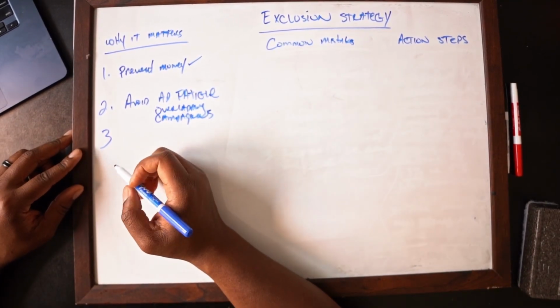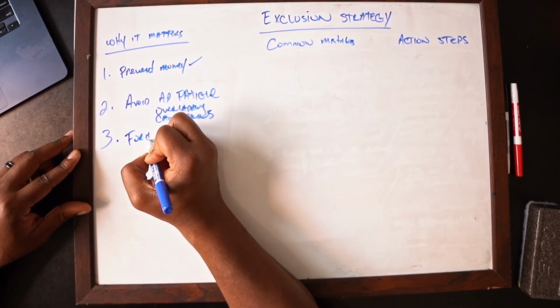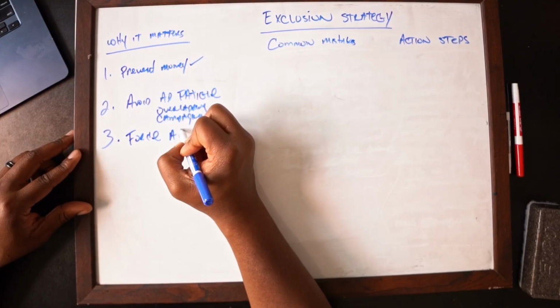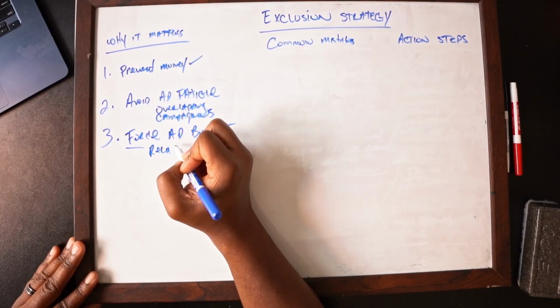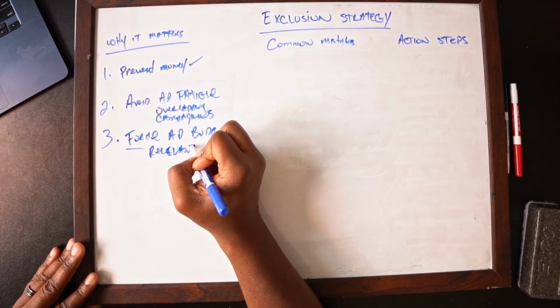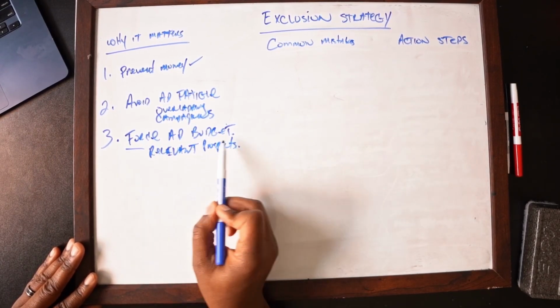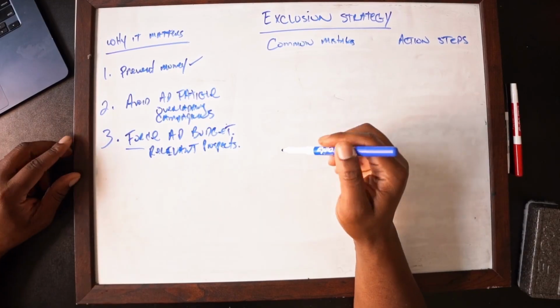The last one is, you don't want to force the ad budget. You only want to show the ad budget to relevant prospects. So you don't want to force the ad budget. Once you start forcing your ad budget, you screw up your activity with Meta.